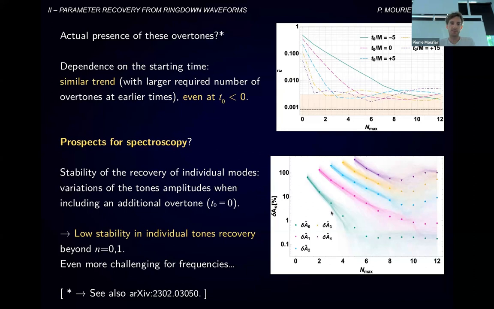In this case, we check the relative variation of the amplitude of a given tone when we add one more tone to the model. Within models that have a large enough number of tones, the fundamental mode, or for even larger numbers of tones, the first overtone, have a decent stability below 1%. But all the other modes seem to be very unstable.